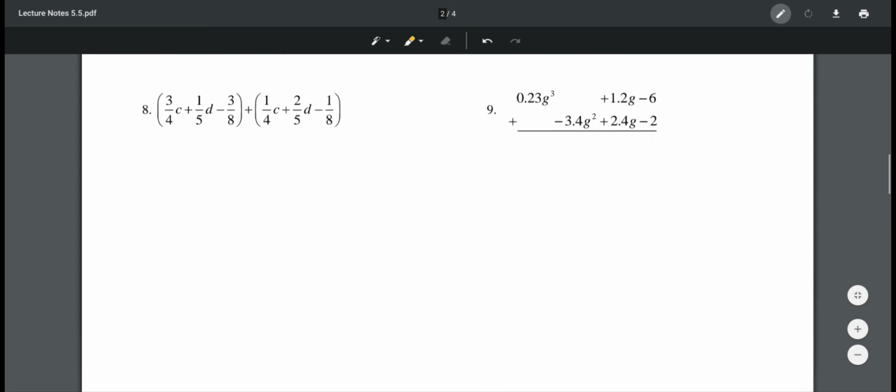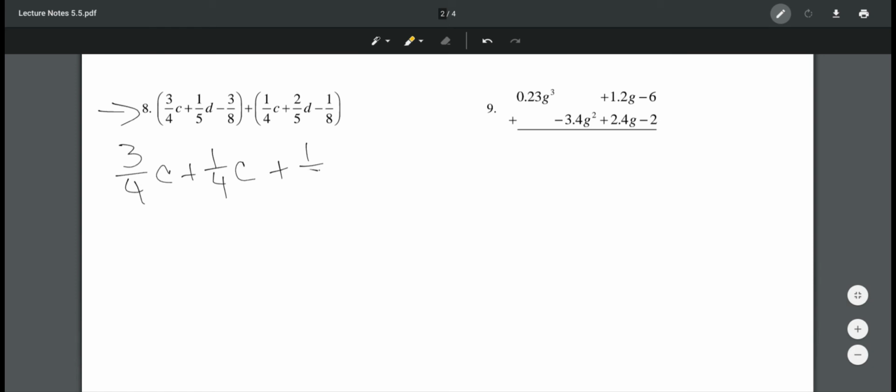You can even do that with the coefficients of fractions. So I'm going to add my c's together in this problem. Number 8, I'm going to add the d values together, and I'm going to add the constant values together. So I'm going to take 3/4 c and add it to 1/4 c. I'm going to take my 1/5 d, and I'm going to add that to 2/5 d. And then I'm going to take my negative 3/8 and subtract 1/8 from it.